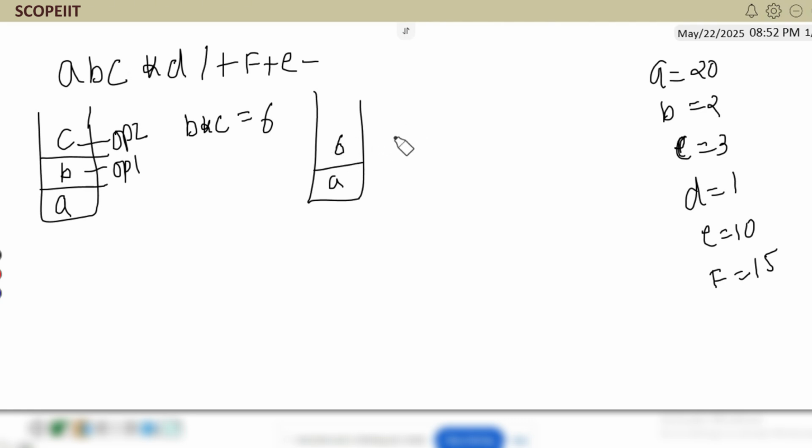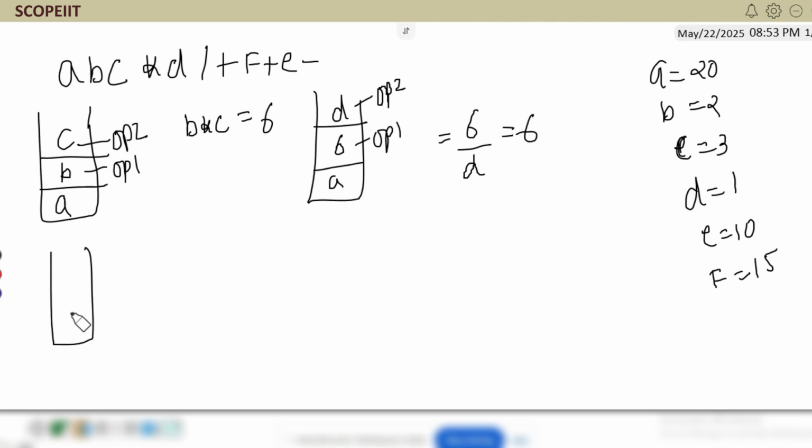In the next one, what is the next one? Next one is D. It's a character, so push it into the stack. Next is divide. As it is divide and postfix, operand 2 and operand 1, so operand 1 divided by operand 2. So that is 6 divided by D. What is the value of D? D is nothing but 1. So 6 divided by 1 is 6. So now in my stack, I will have the value A and 6.